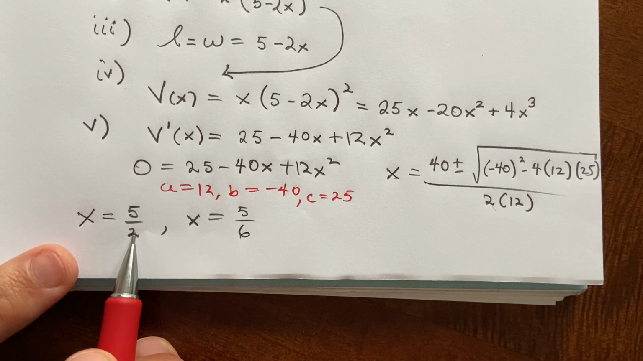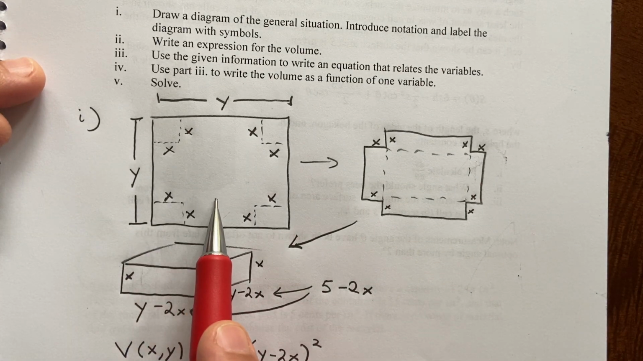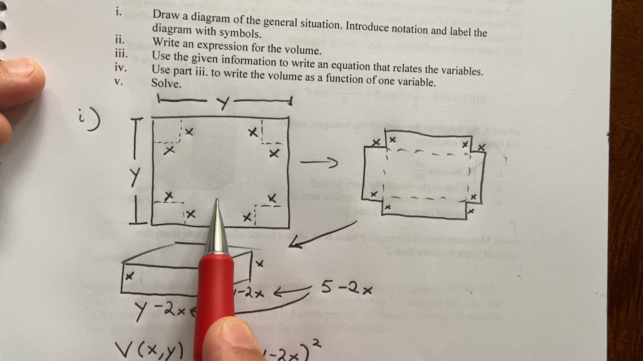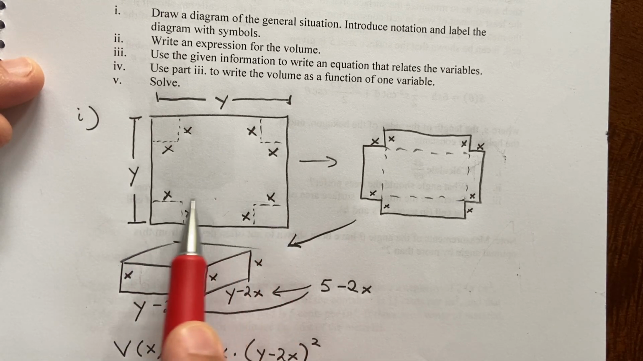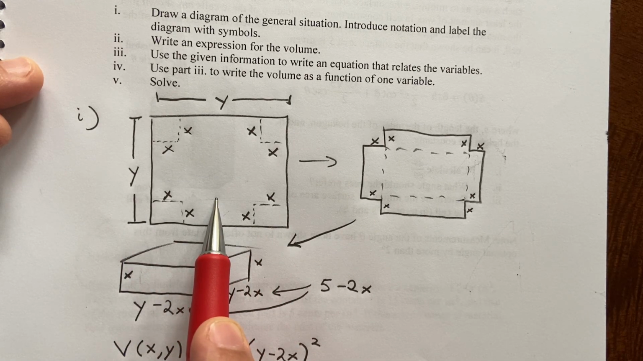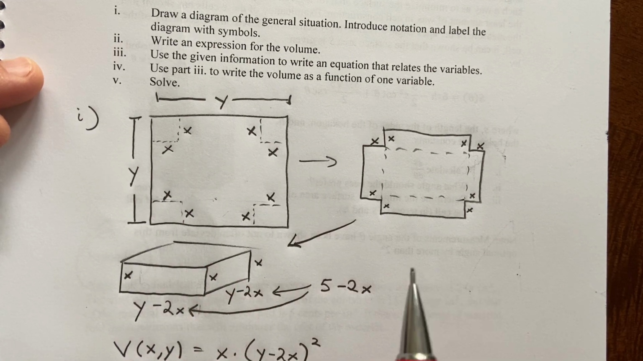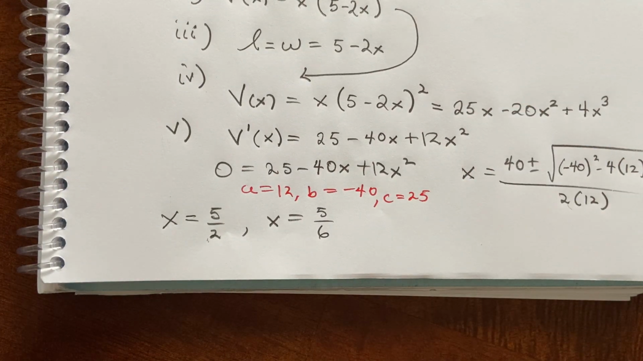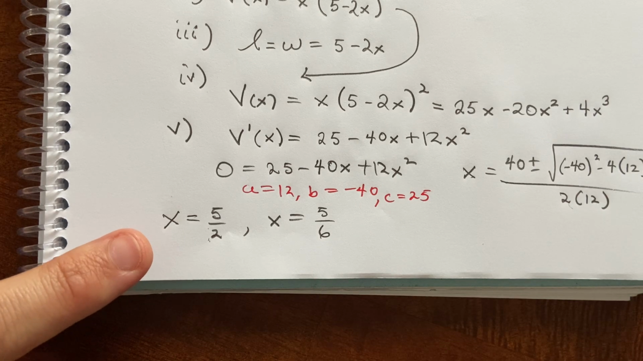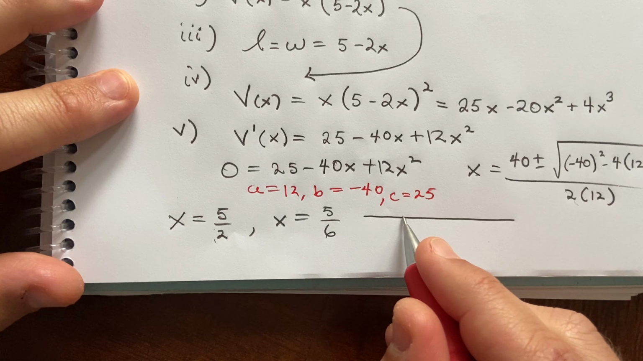This one actually doesn't make sense, the 5/2. That'd be 2.5. That would mean that we're cutting halfway into the cardboard, right? So if this is 5 feet across and we're cutting 5/2 into it, then we're cutting half of the box. And if we do that from both sides, then we don't have any box. We don't have any volume. So this one is actually a minimizer. To see that, you could just make a sign chart.